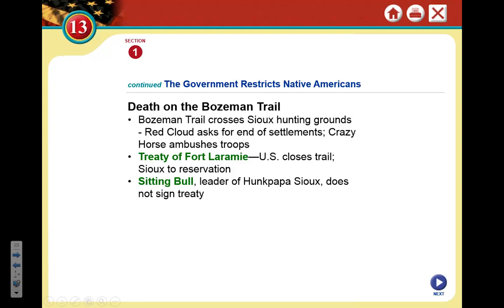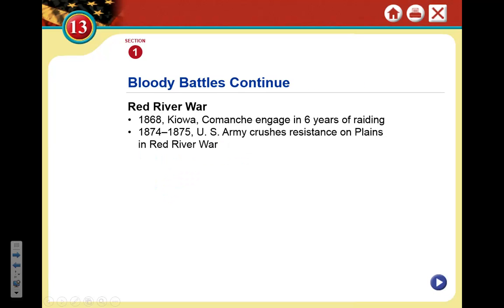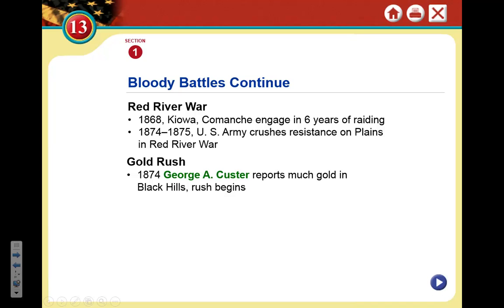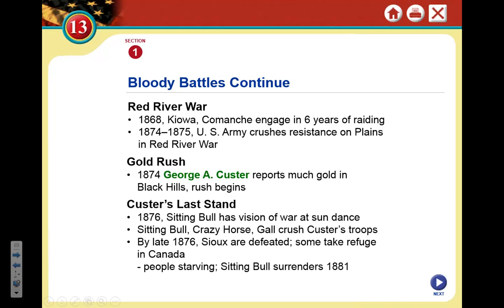In the Treaty of Fort Laramie, most Sioux agreed to live on a reservation. But Sitting Bull, an important Sioux leader, never signed the treaty. In 1876, he defeated Army troops led by George A. Custer at the Little Bighorn River. The Sioux won decisively, killing Custer and all his soldiers. The Army recovered, however. Within months, it defeated the Sioux.